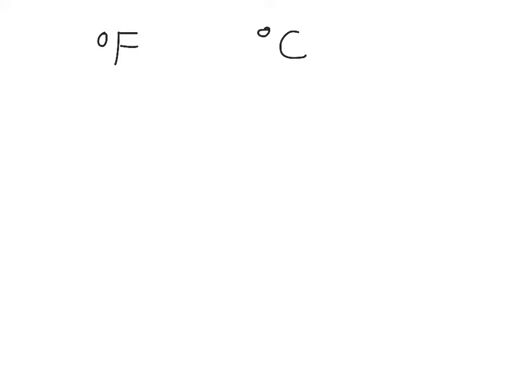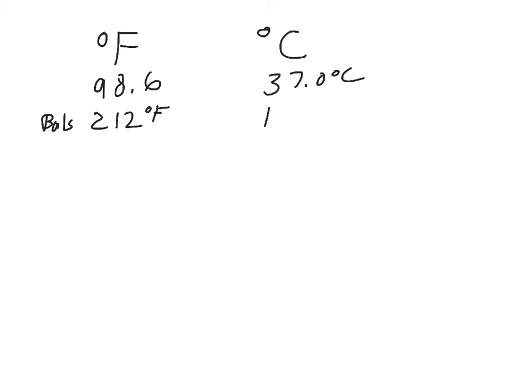For example, our body temperature is 98.6. In Celsius, the human body temperature is 37 degrees Celsius. Even more clearly, and what we really want to talk about here, is let's look at the boiling point and freezing point of water. In the Fahrenheit scale, you may be familiar with the fact that water boils at 212 degrees Fahrenheit. On the Celsius scale, it boils at 100 degrees Celsius.